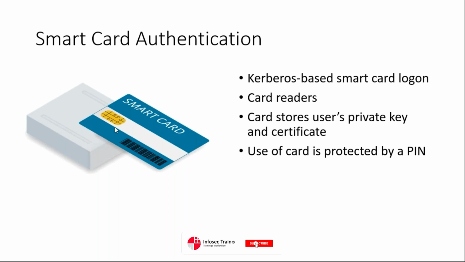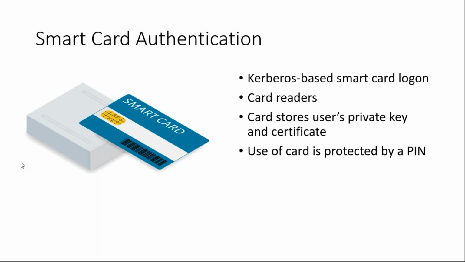You can see over here the chip, right? So you program a sort of cryptographic information onto this chip. The chip stores the user's digital certificate and the private key associated with that certificate, okay, and a personal identification number is used to activate the card. So you put up multi-factor authentication over here. All right, that's smart card authentication. The Kerberos-based smart card login is there, right? As we have mentioned, the card gets read, the card stores the user's private key and certificates, and use of the card is protected by a PIN over here.